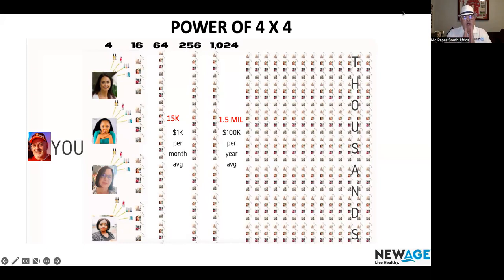It's not a get-rich-quick scheme. It's not a pyramid scheme. It's a business. This is a proper business. Treat it like a business, and it's going to give you the money that a good business does. So the power of 4 means simple.